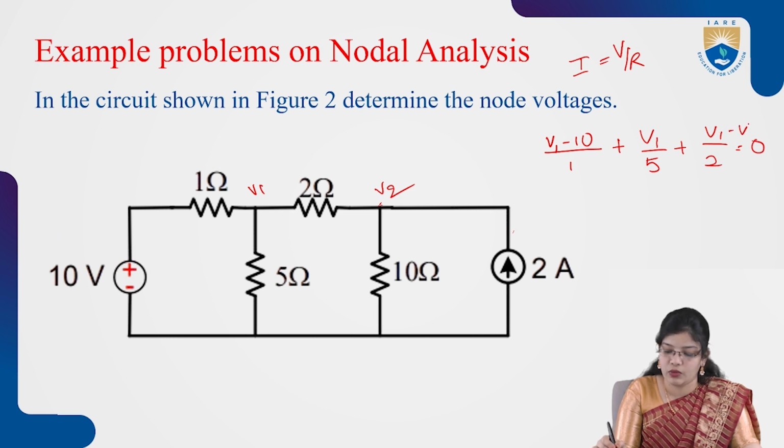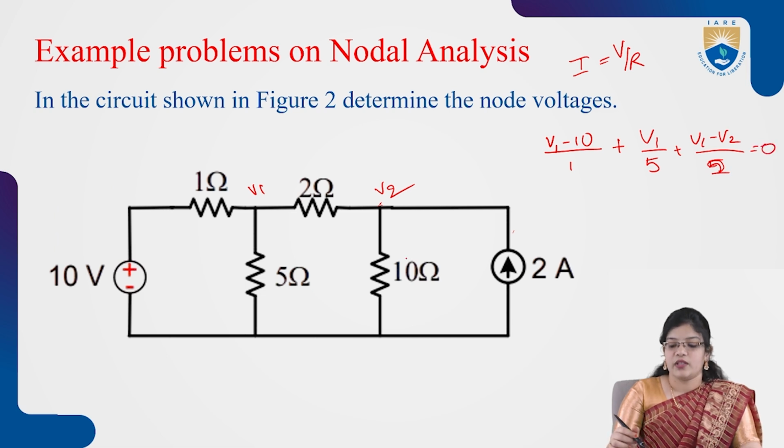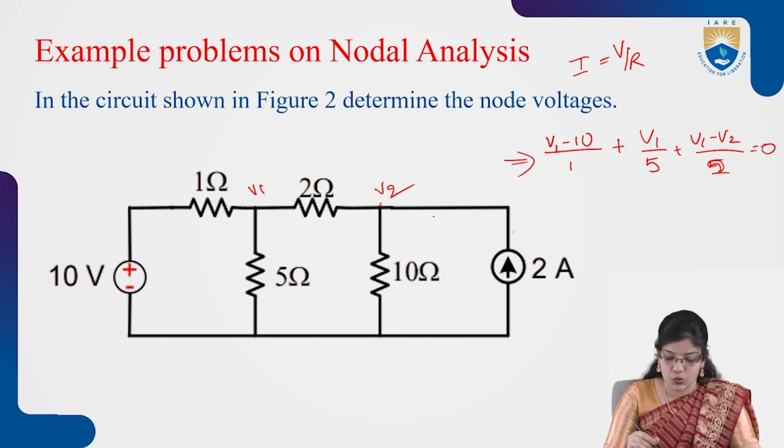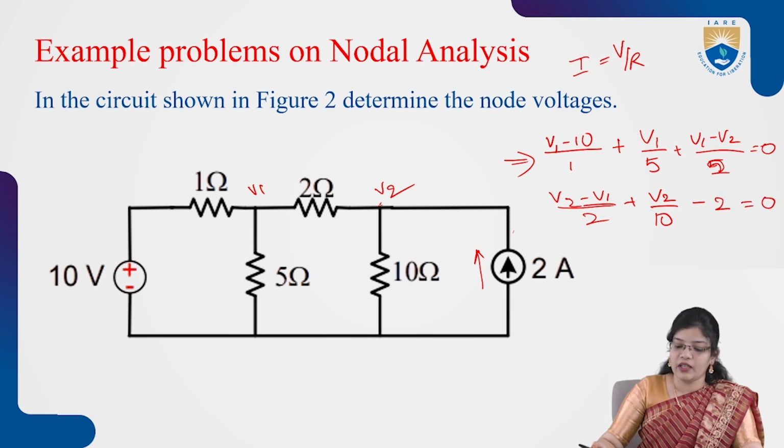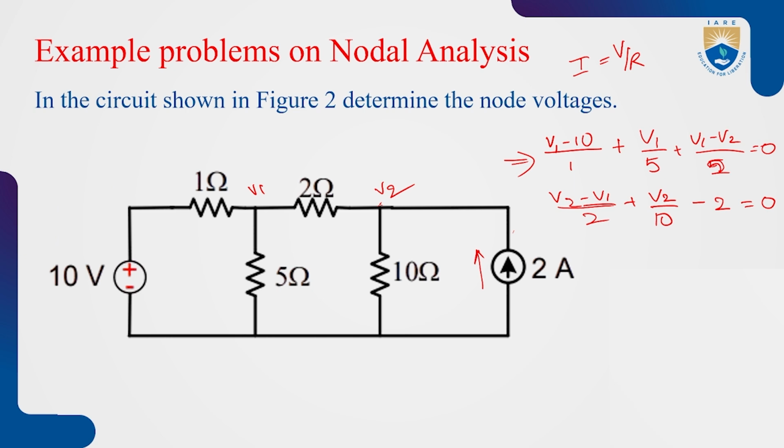Sorry, V1 minus V2 by 2 equals 0. In the same way, we are going to write equation 2 as V2 minus V1 by 2 plus V2 by 10. As the current is flowing upwards, the direction is minus 2, equals 0. So again we have to take out the terms of V1 and V2.